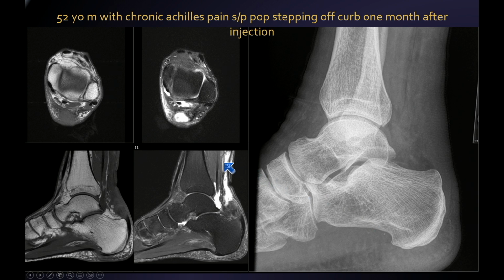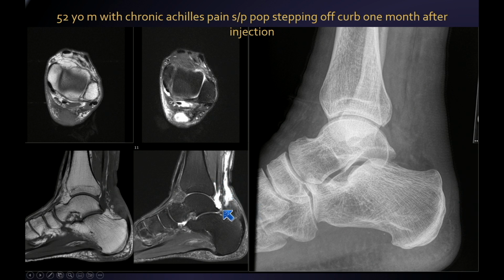So I'm going to start with the big guy here. This is a 52-year-old man with chronic Achilles pain. He had had a previous injection around the Achilles tendon about a month previously. So I wish all of these Achilles tendon ruptures could be this easy, where you can see this large fluid gap here and really no tendon identified in the area of the Achilles tendon.